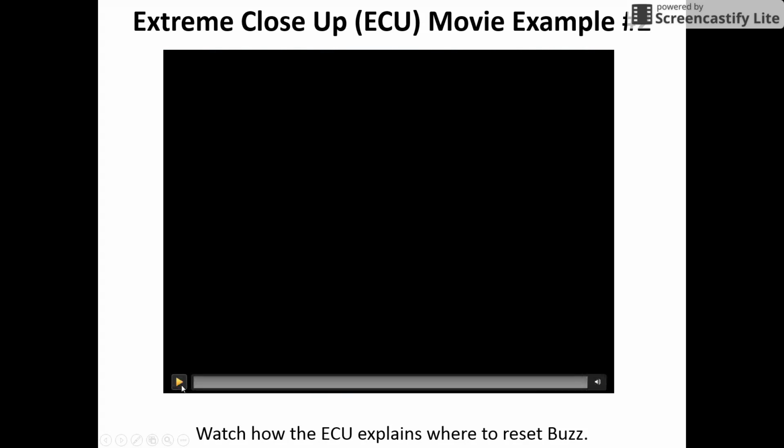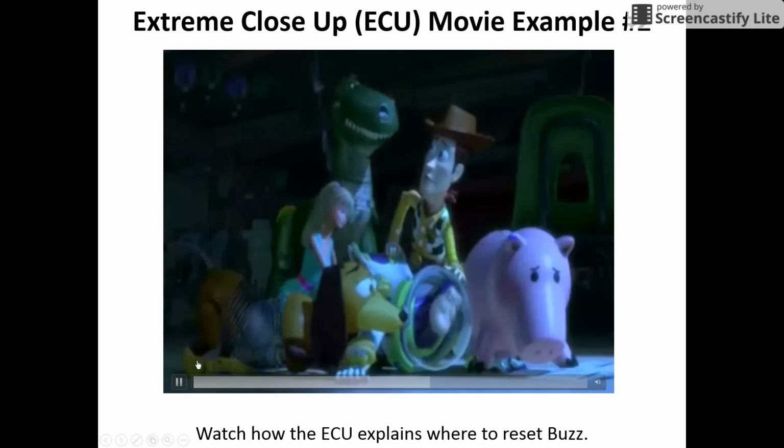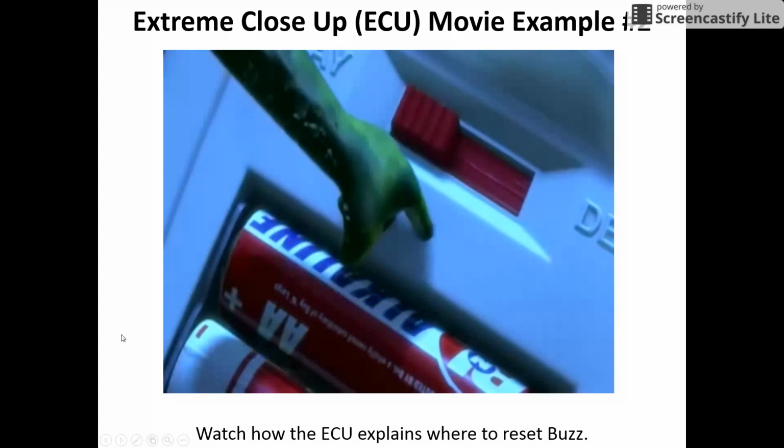Okay, let me play that one more time. I'll see if I can pause it here. Okay, so without this little half-second shot of Rex putting his finger into the reset button, you would be a little unclear. You just hear Rex say use your finger, and then Buzz jumps up, okay? So by having this half-second shot, it really helps us understand the process, what's going on. So you can use extreme close-ups for that purpose as well.